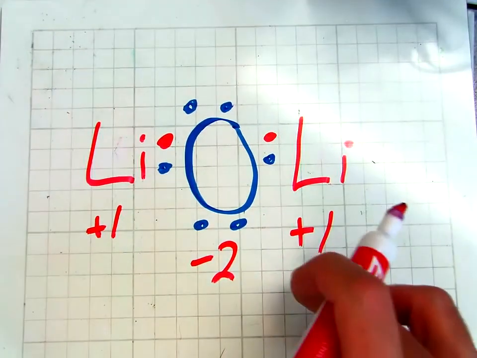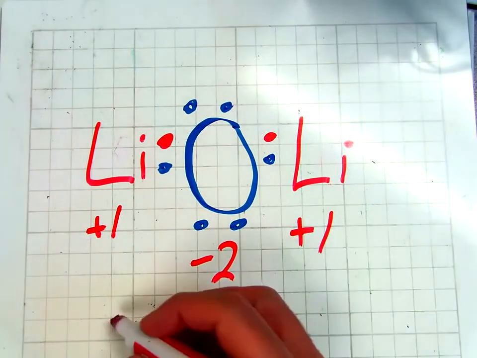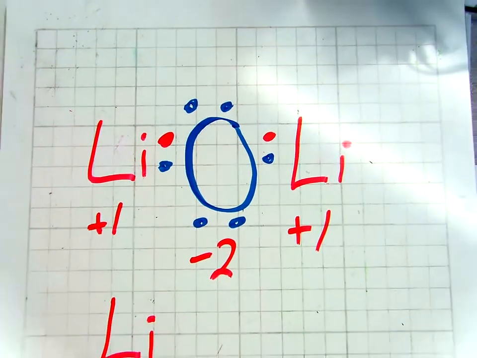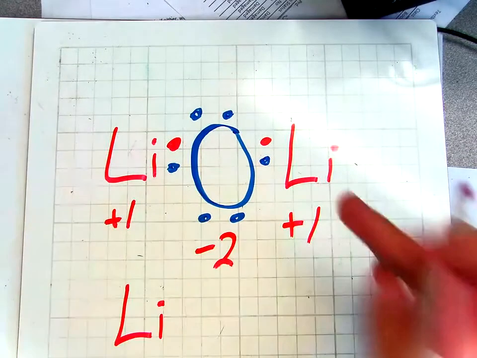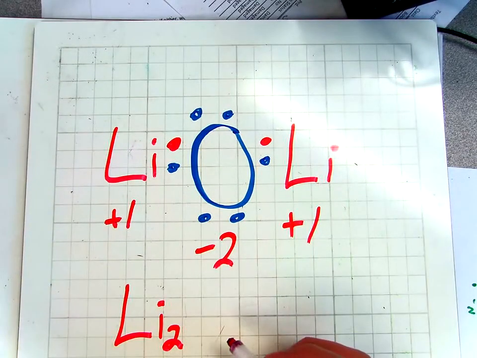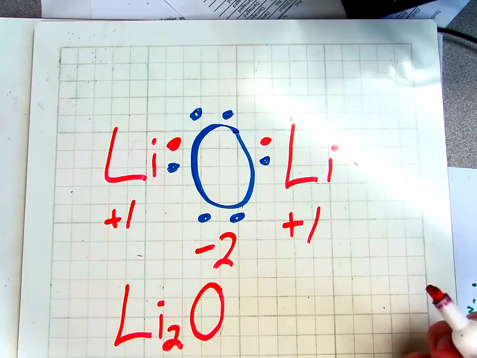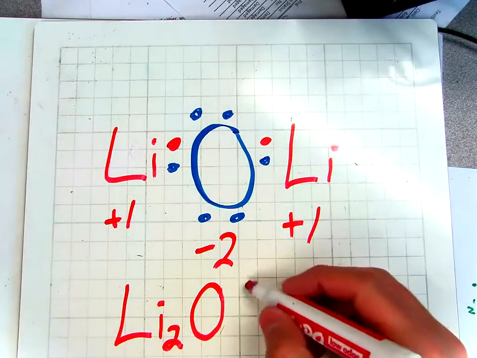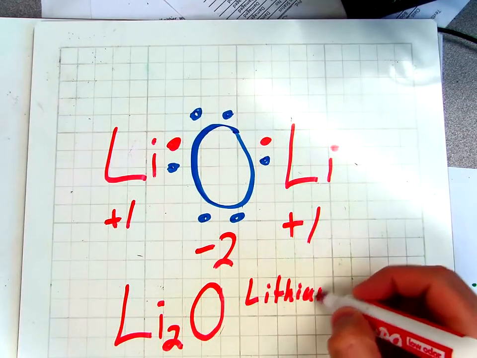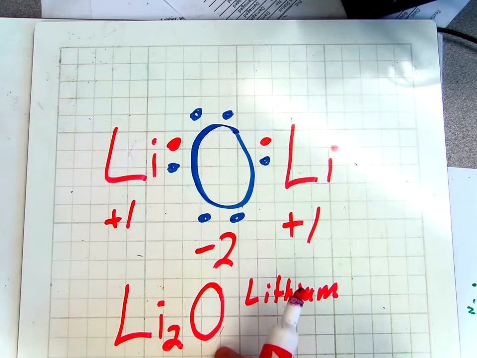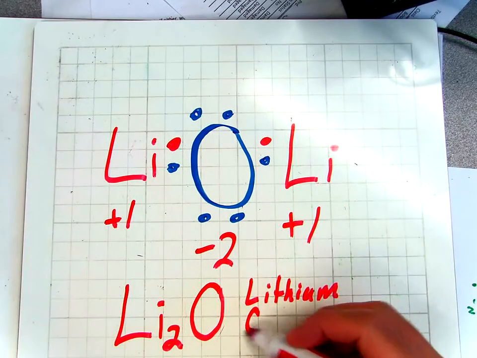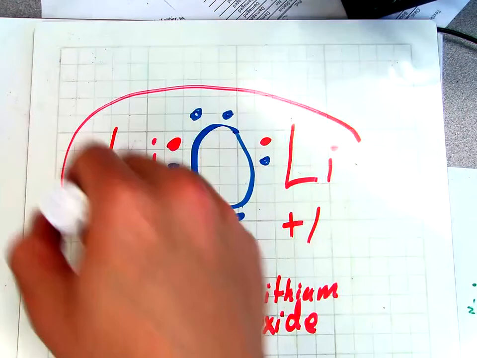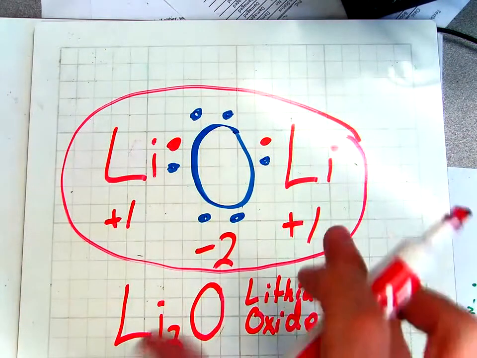So if we wanted to write out the chemical formula for this, we would say that it is Li. Okay, there's 2 lithium, so it's Li subscript 2, capital O. And then if we were to name it, we always do the metal name, so this would be lithium plus the non-metal ending in "ide", so this would be lithium oxide. This is the more complicated, more illustrative way to do it.